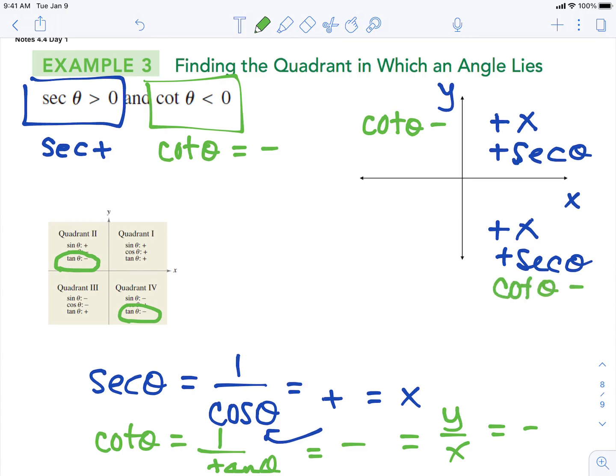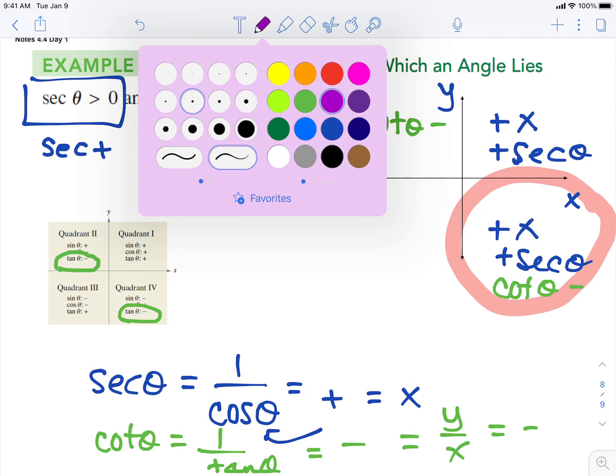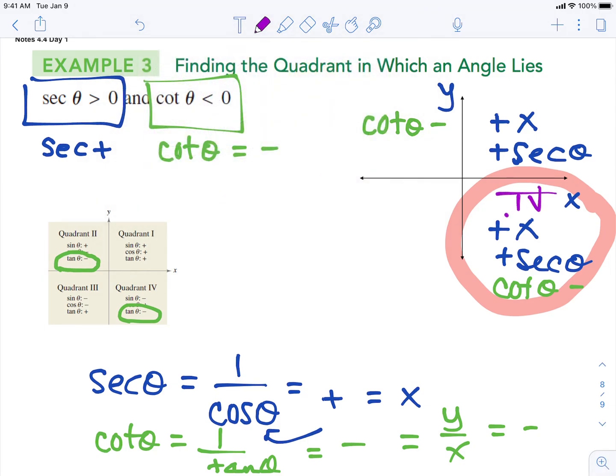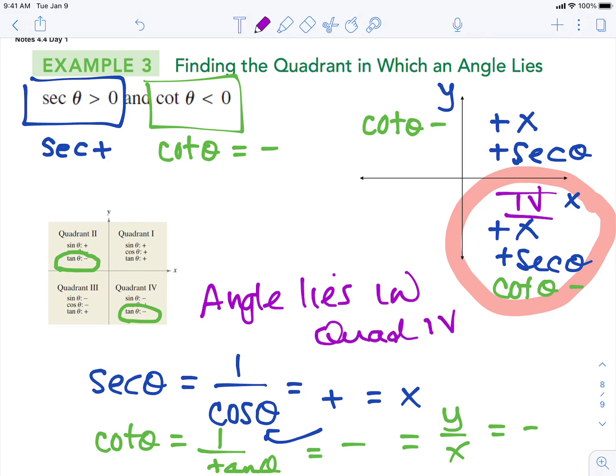So which situation has both of them? It's this quadrant right here, which is quadrant 4. So this angle lies in quadrant 4.